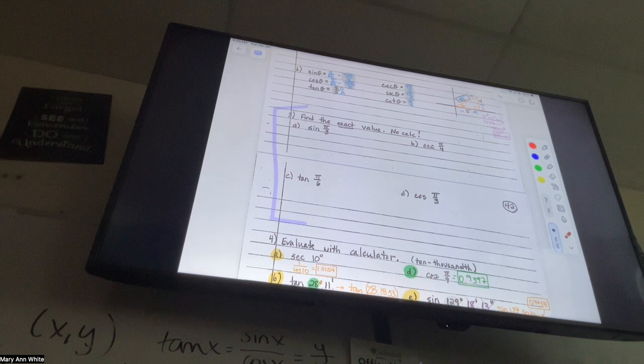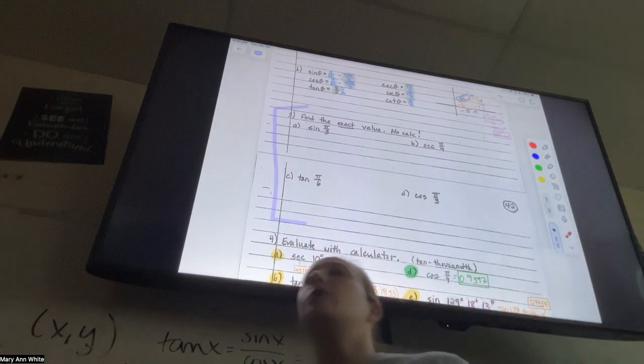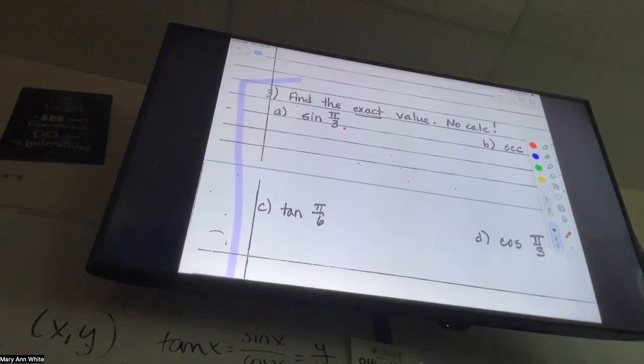Okay. One thing I have not covered up on the board is that x equals cosine and y equals sine. That's what we're about to use here. So again, you probably have work done for most of number 3, but we're going to redo it. If it says find the exact value, that's when I know I'm not using a calculator. I'm using my unit circle.